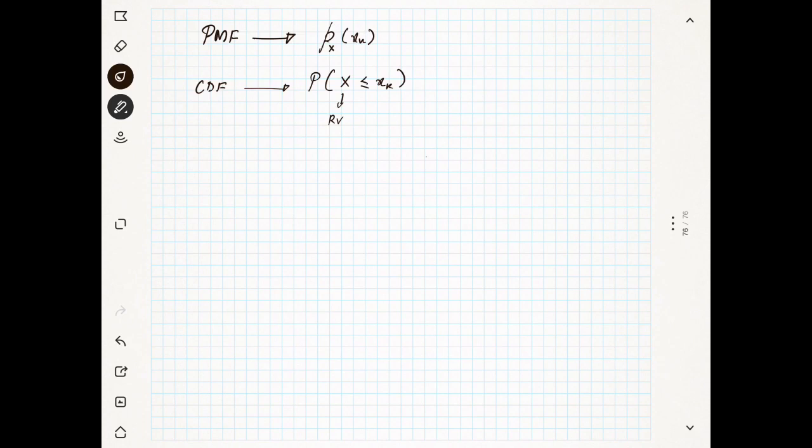Now we will explain a very important concept like the mean of the random variable. Mean is also known as the average.